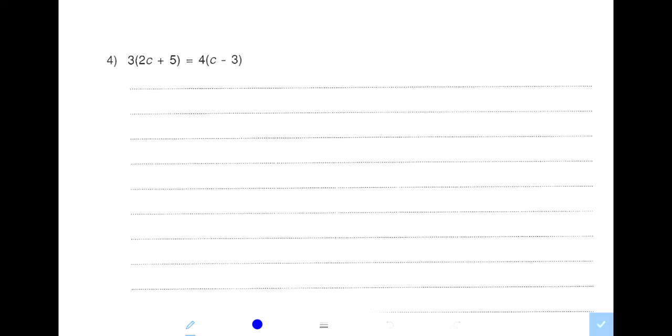Okay, let's do it. Let's write it down. Write the problem: 3 times (2c + 5) is equal to 4 times (c - 3). For this problem, we don't have any other choices, so we have to go like this again. 3 times 2 is 6c, and then 3 times 5 is 15. 4 times c is 4c, and then that is negative 12, right? 4 times 3 is 12.